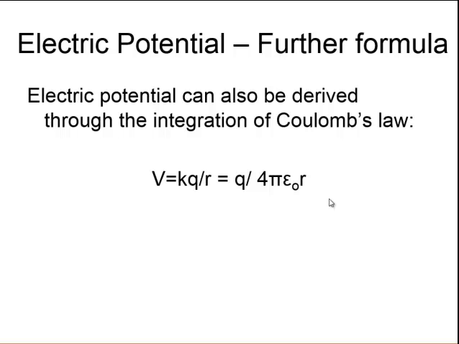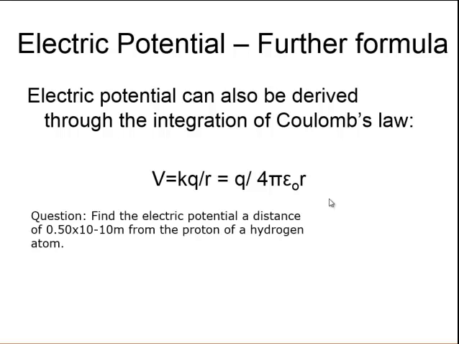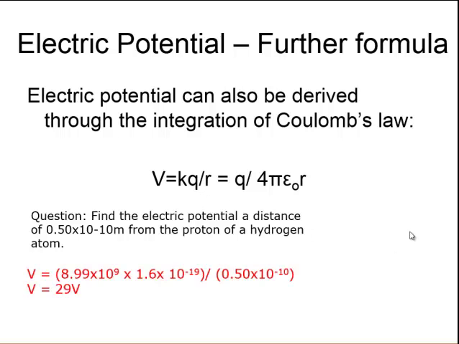So they've got two ways to calculate voltage. Putting a question here: find the electric potential a distance of 0.5 times 10 to the minus 10 meters from the proton of a hydrogen atom. That's what we've got to do, find the electric potential of a proton. We know all the information here. We know the charge of a proton, and we know the distance away from it, so we should be able to plug in the numbers, and it comes out as 29 volts.